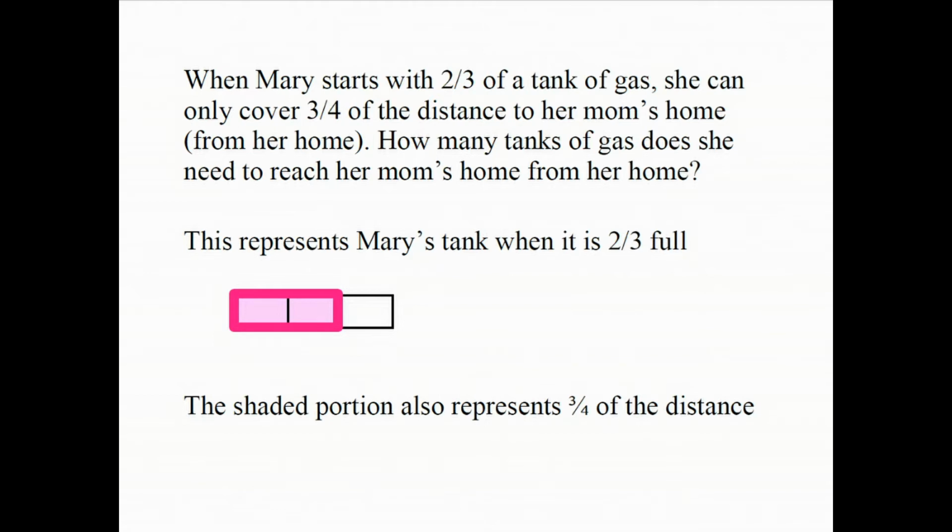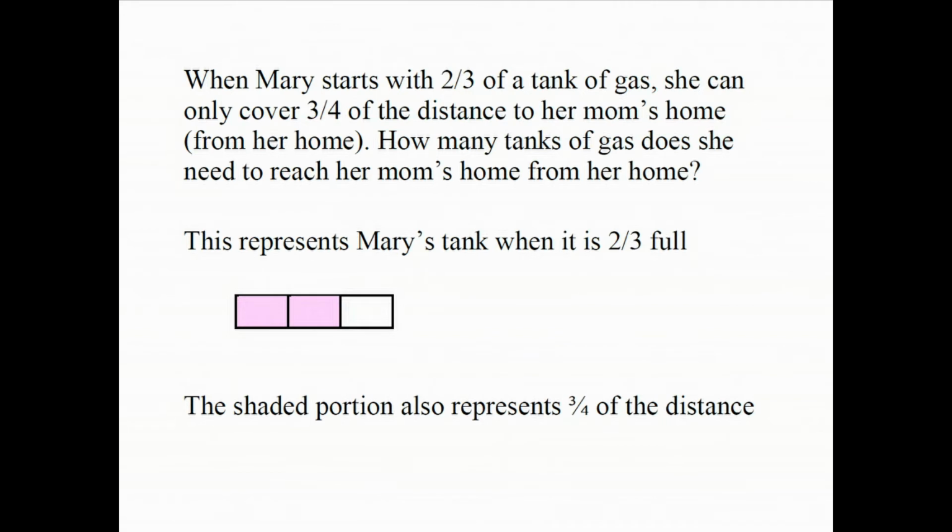However, 2/3 of Mary's tank also represents 3/4 of the distance to her mom's house. And this is a difficult part of the problem, and you really want to pause and reflect on why I am making that claim. With 2/3 of a tank of gas, she can also cover 3/4 of the distance to her mom's home. So what represents 2/3 of a tank of gas can also be used to represent 3/4 of the distance to her mom's home from her home.